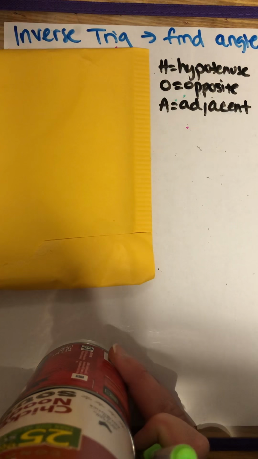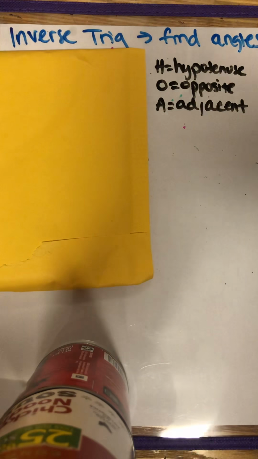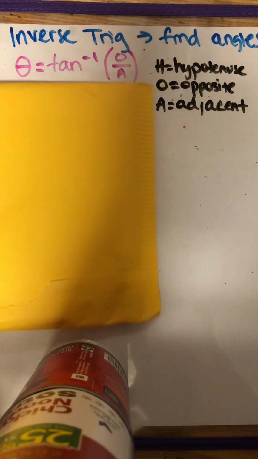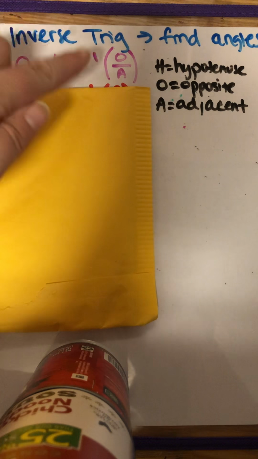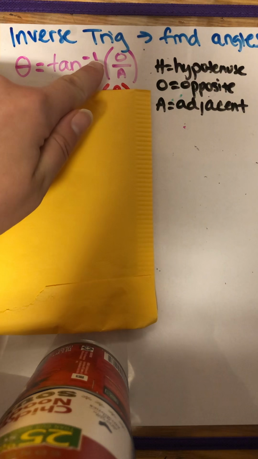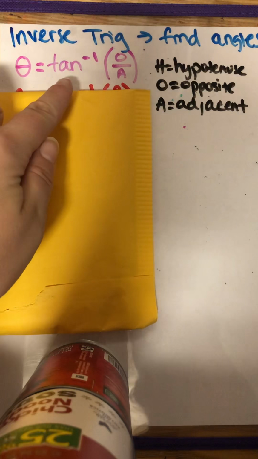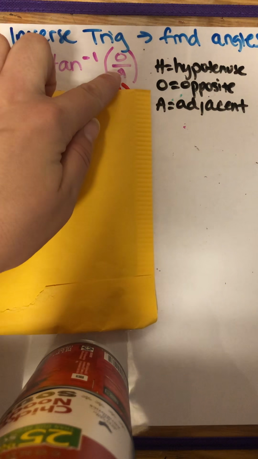So if we're missing an angle, to do that we need to know what our function is going to look like. We have our 3 formulas still. This symbol right here means angle. So our angle is equal to the inverse of tangent. This -1 up in the corner means we're using the inverse. And then tangent is opposite over adjacent.